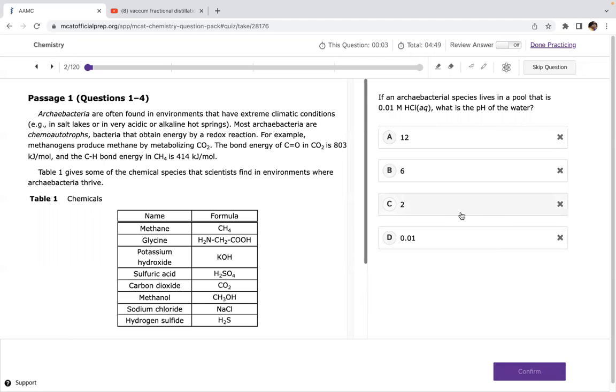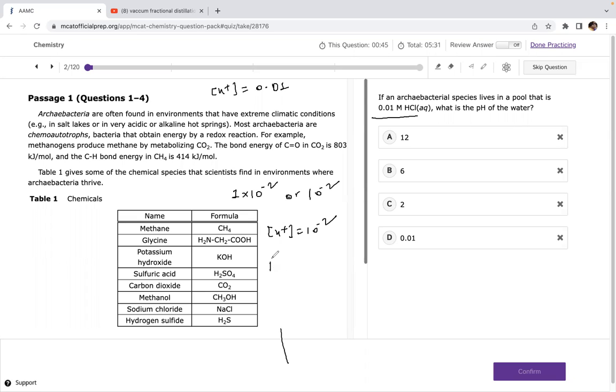Now the second question. Here we have the concentration of HCl and we have to find out the pH. So look at here. We know that HCl is a strong acid. So the concentration of H+ is 0.01 molar. We can write 0.01 as 1 times 10 to the power minus 2, or we can write 10 to the power minus 2. So the concentration of H+ is basically 10 to the power minus 2.